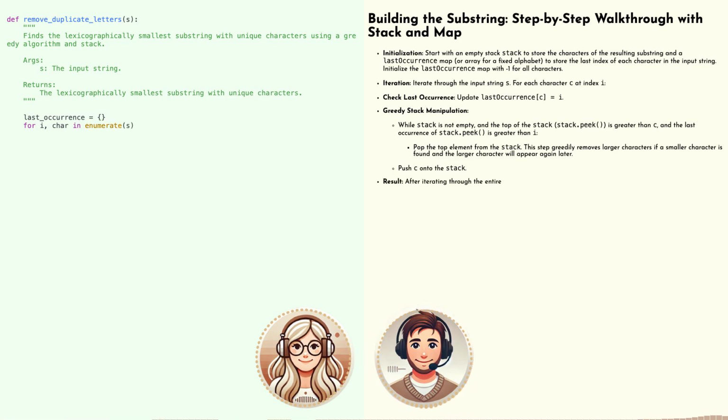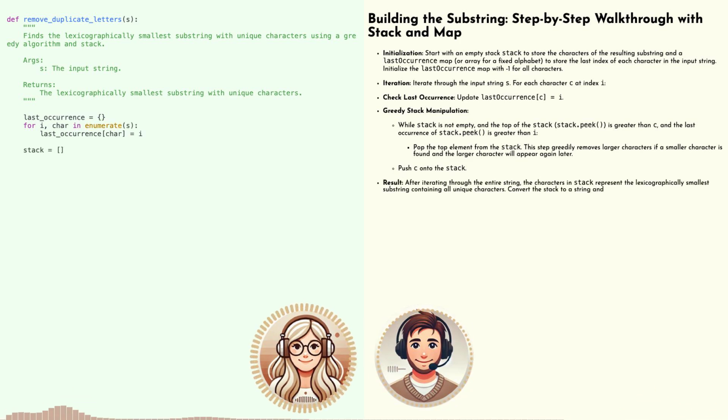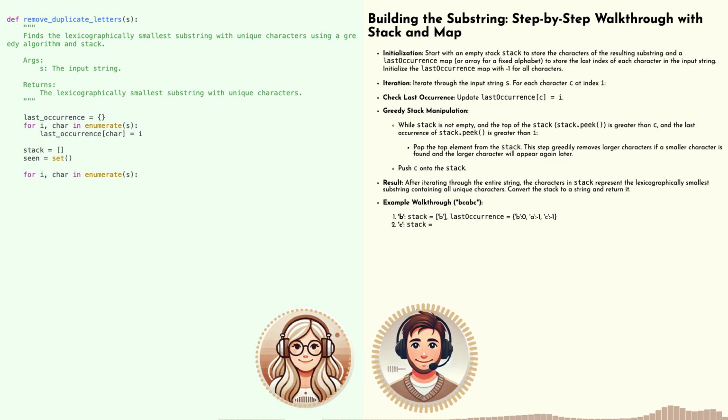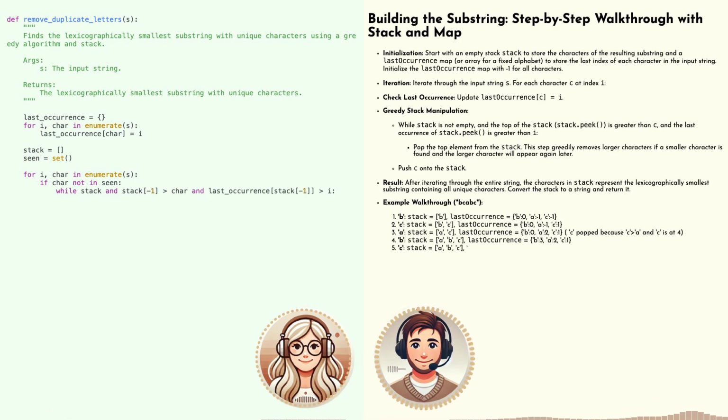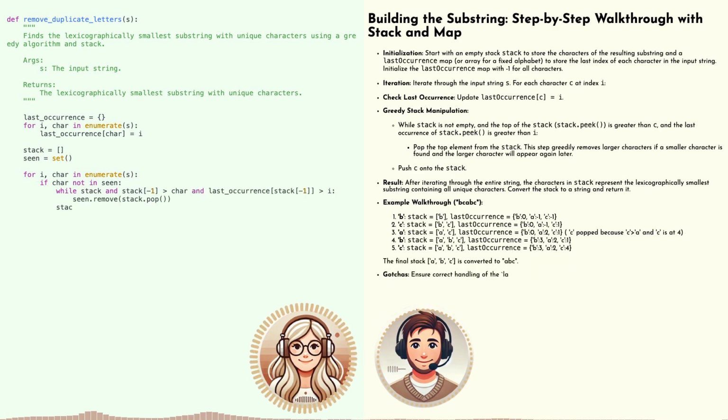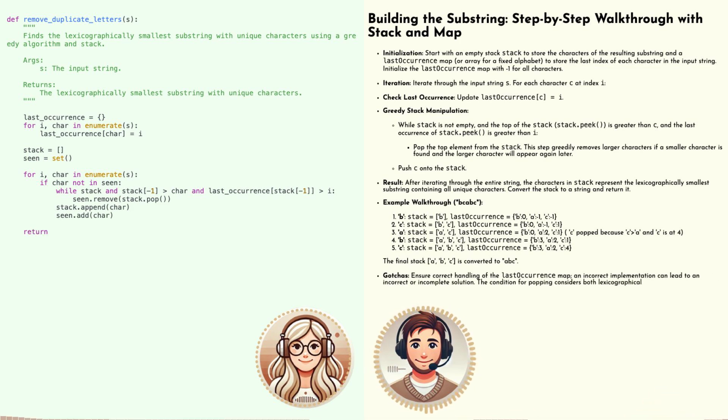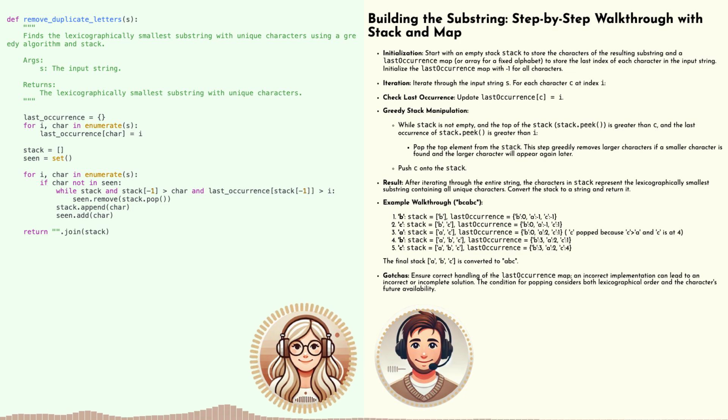So let's take our example BKBC and walk through it step by step. We encounter the first letter, B. Our stack is initially empty, so we just push B onto it. No need to check the map yet. Next letter, C. Now this is where the map comes in handy. C is lexicographically larger than B, which is already on our stack, but before we push C on there, we consult our last occurrence map. We want to see if we have another B coming up later in the string.